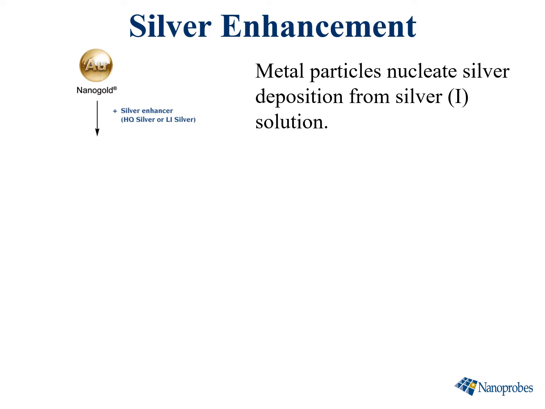Silver enhancement is the deposition of silver onto gold nanoparticles. It happens when you expose gold nanoparticles to a mixture of silver 1 ions and a reducing agent. Without the gold nanoparticles, this reaction has a long induction period, so essentially nothing happens for about half an hour or so. But in the presence of gold nanoparticles, it's catalyzed, proceeds immediately, and silver starts depositing onto the surface of the gold.